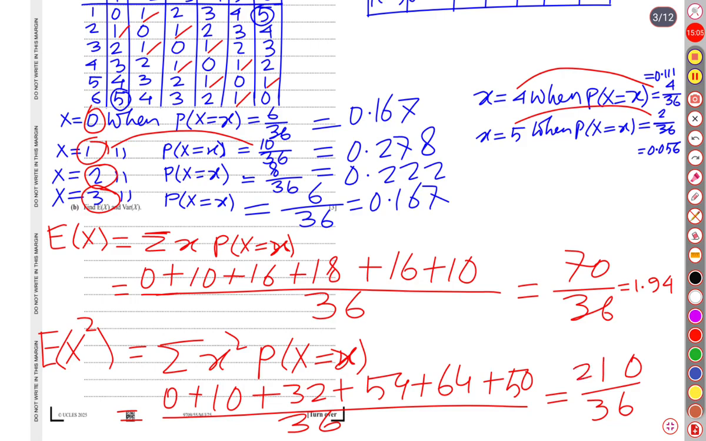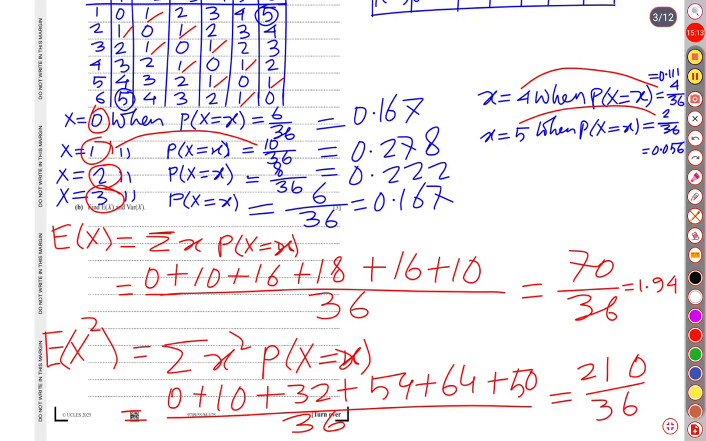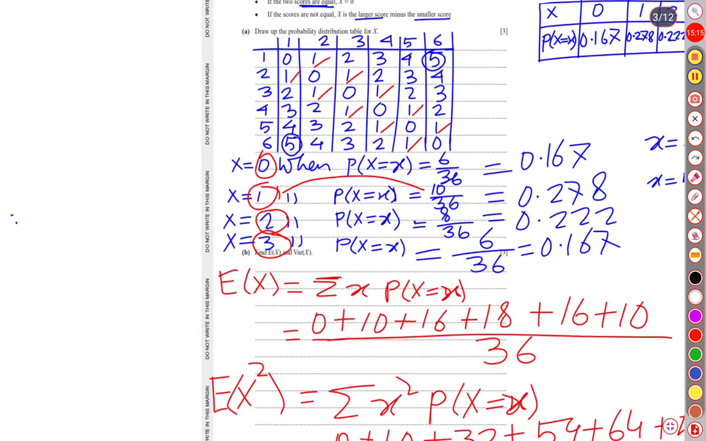We have got E(X²), but that is not the final answer. For the final answer, we will have to write the variance. Let me write on the left side: variance of X is equal to E(X²) minus the whole square of the mean value.